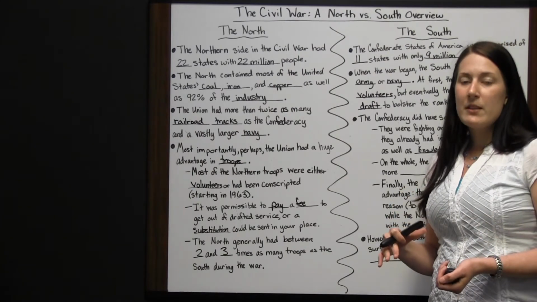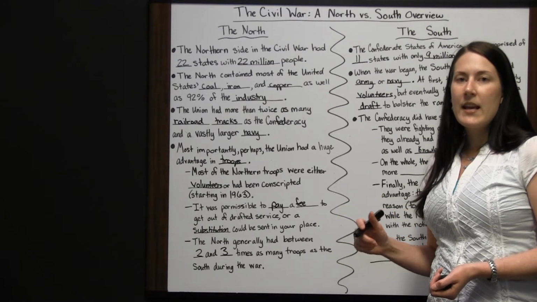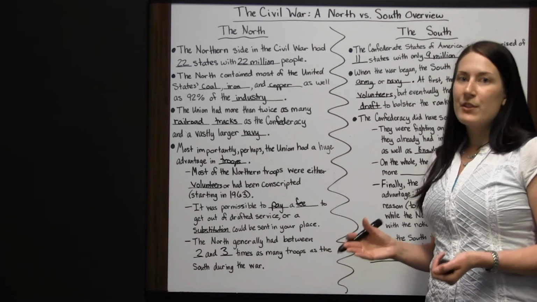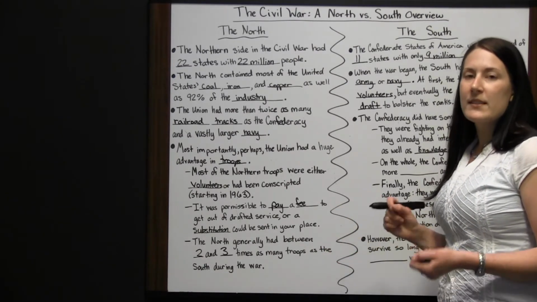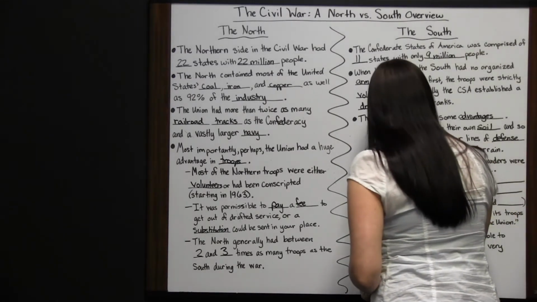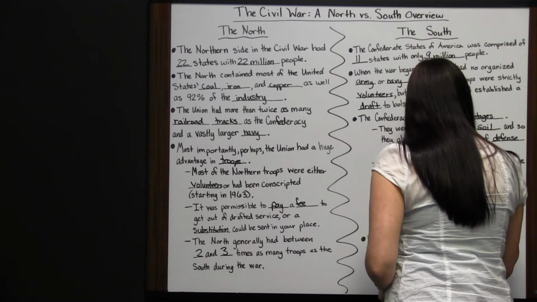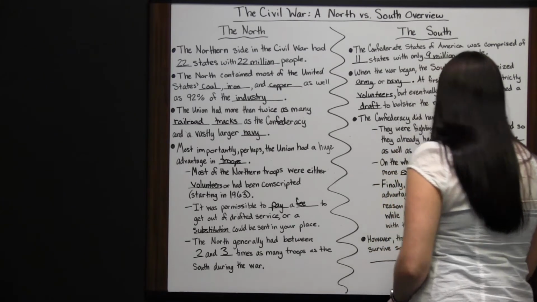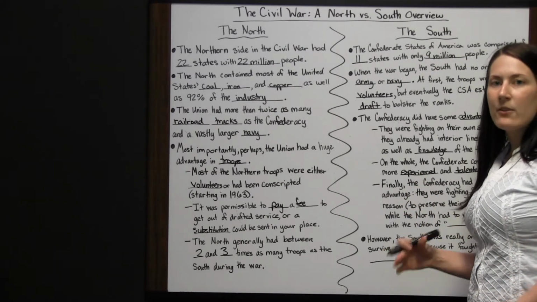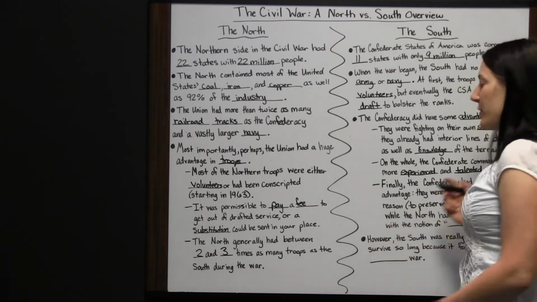Now, in the end, this was also going to mean more devastation to the South because more land was going to get damaged, more homes were going to be destroyed. There was going to be a lot more damage in the South because the war was fought there. But during the war, this was an advantage to the South. On the whole, the Confederate commanders were more experienced and talented. So the North may have had more troops, but the South had commanders who had more experience in battle and were more talented at commanding their troops, at commanding the smaller number of troops that they had.